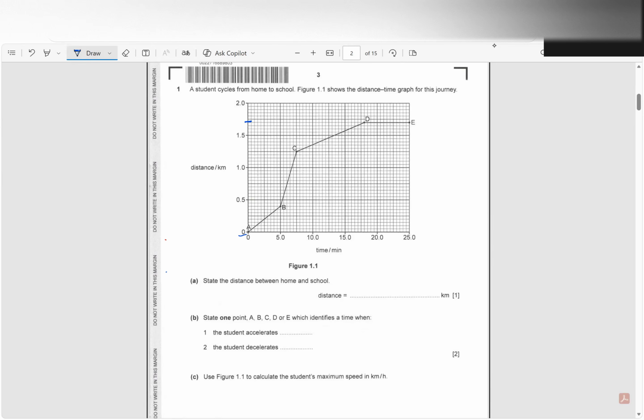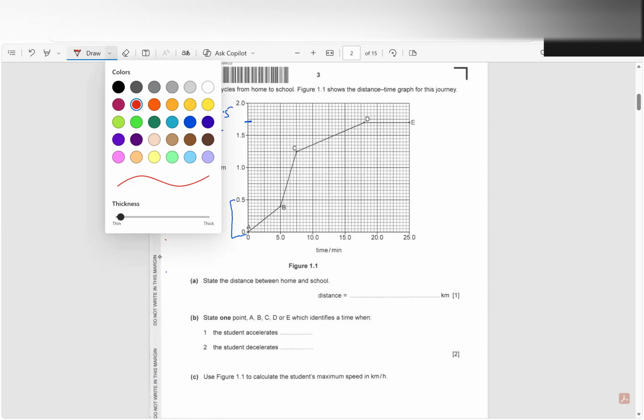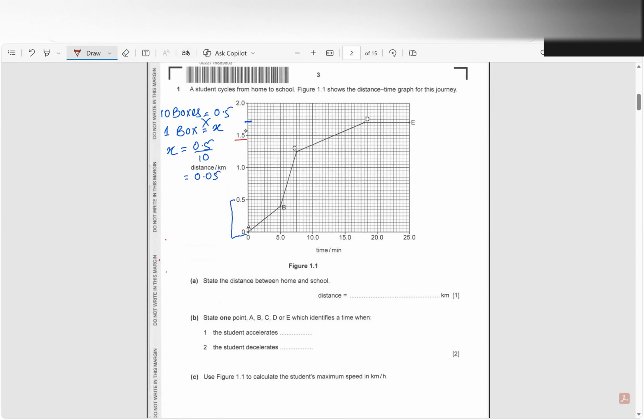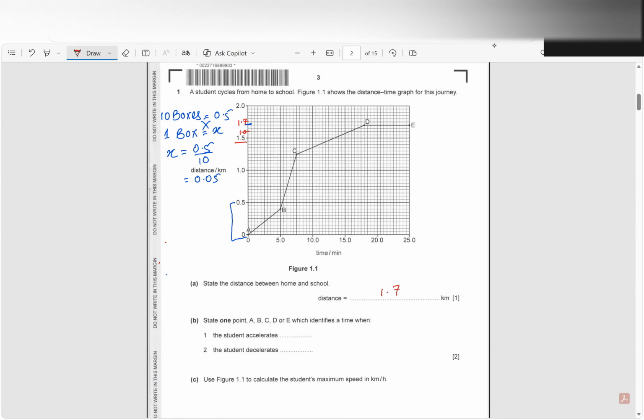So how do we really work with it? We have this knowledge where 10 boxes are giving a value of 0.5. So therefore, for one box, we can figure out the value through simple math. One box is going to give us a value of 0.05. This is going to make it easier for us. If this is 1.5, after 2 boxes, it's going to be 1.6, and the value that we needed is going to be 1.7. So without any doubt, the total distance from home to school that was traveled is 1.7 kilometers. Moving on.